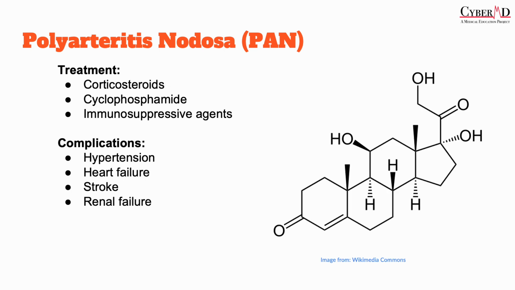Treatment of polyarteritis nodosa involves the use of immunosuppressive drugs to suppress the immune system and reduce inflammation. Corticosteroids, such as prednisone, are commonly used, as well as immunosuppressant drugs, such as cyclophosphamide and methotrexate. Treatment of underlying infections, such as hepatitis B and hepatitis C, may also be necessary. Without treatment, polyarteritis nodosa can lead to serious complications, such as heart attack, stroke, and kidney failure. However, with appropriate treatment, the disease can be controlled and remission can be achieved in many cases.